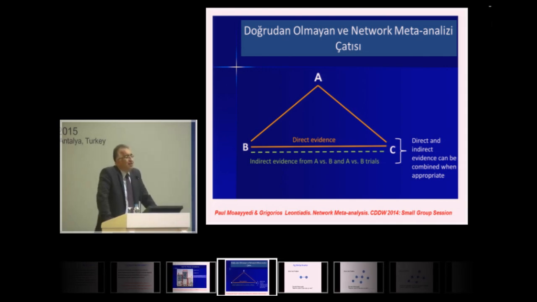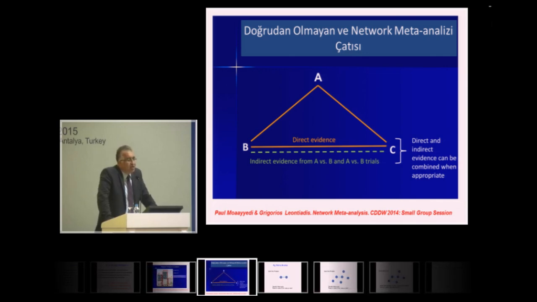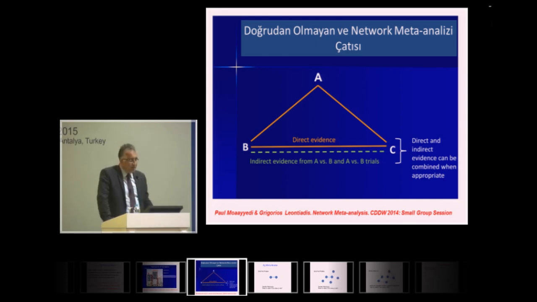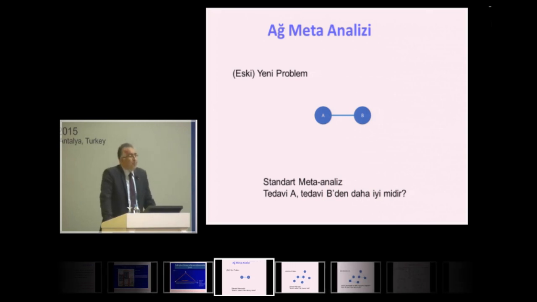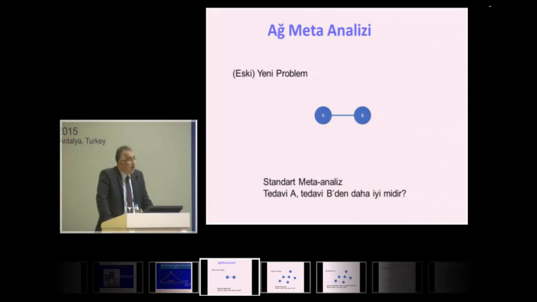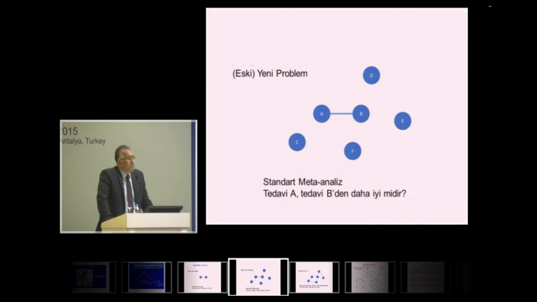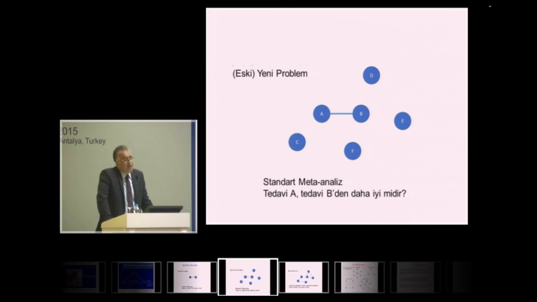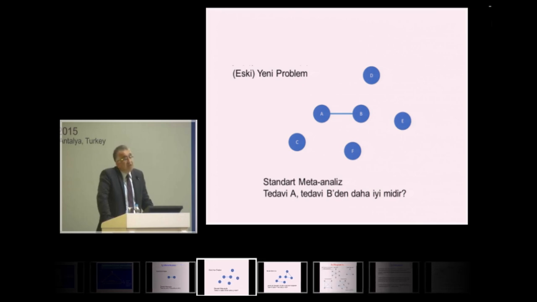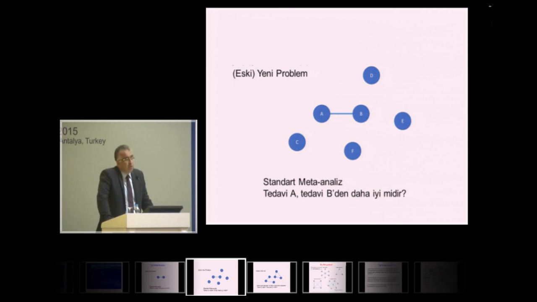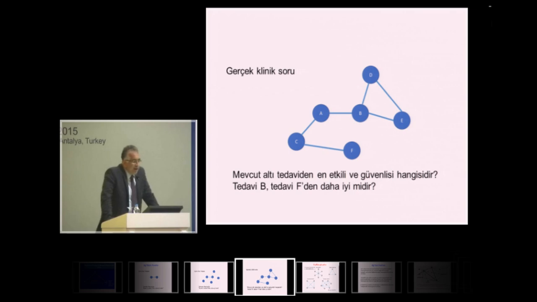When you combine these arrows, or if there is direct evidence, then the relationship between A, B and C can be compared, but sometimes you cannot. Classical meta-analysis tries to find out whether A is superior to B. However, there might be other alternatives in addition to A and B. And if there are multiple alternatives, and more importantly, if there has never been a comparison between these alternatives, how are we going to make a decision?